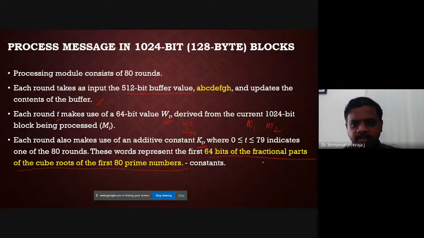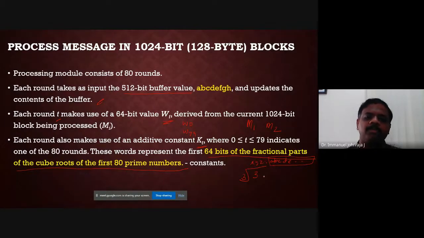3 is a prime number, right? So you take 3, cube root, and you will have some values. Take the first 64 bits of the fractional part. After this you have got, for example, x, y, z dot, a, b, c, d, e, f, right? The first 64 bits of the fractional part is the constant for K0. So what's the first prime number? 2 or 1 or 3?